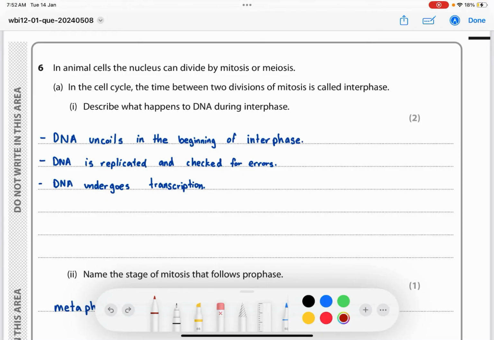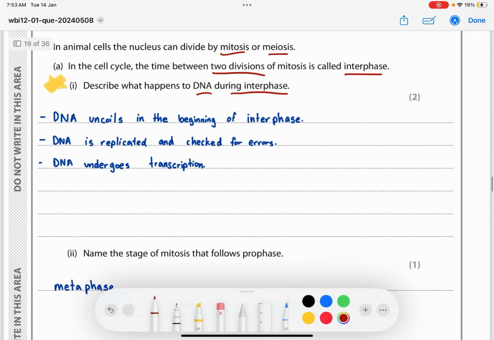In animal cells, the nucleus can divide by mitosis or meiosis, right? In the cell cycle, the time between two divisions of mitosis is called interphase. Describe what happens to DNA during interphase. This is also another important question. You have to memorize and create your model answers so you can quickly write down the answer without spending too much time thinking. So, DNA uncoils in the beginning of interphase. DNA is replicated and then checked for errors. DNA undergoes transcription. That's just it.